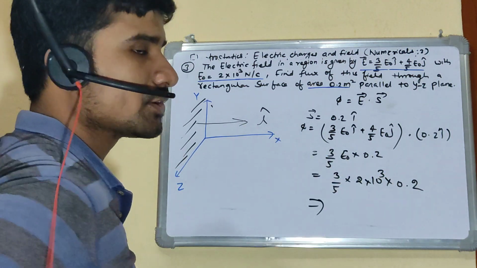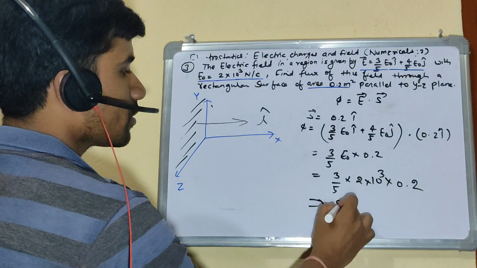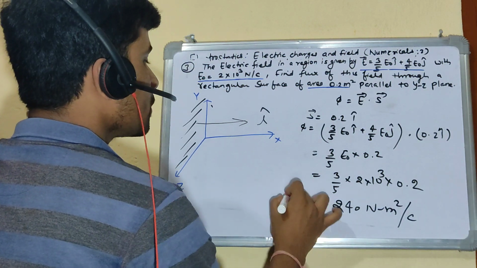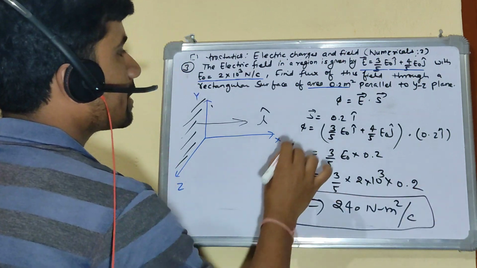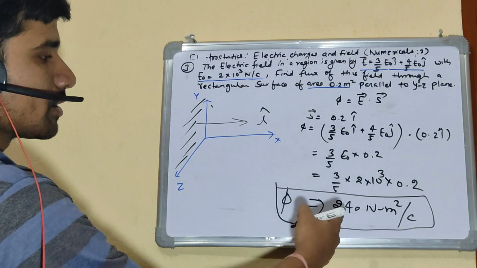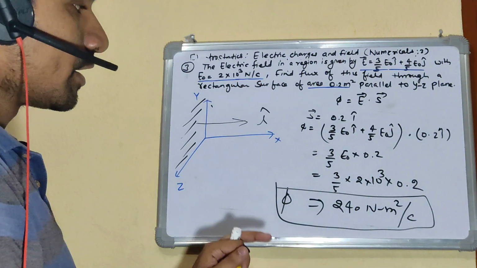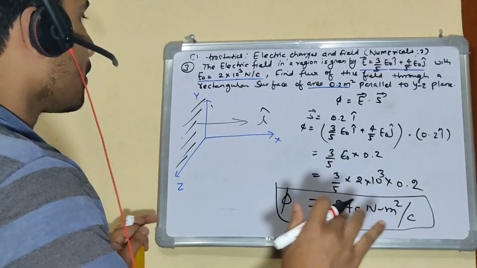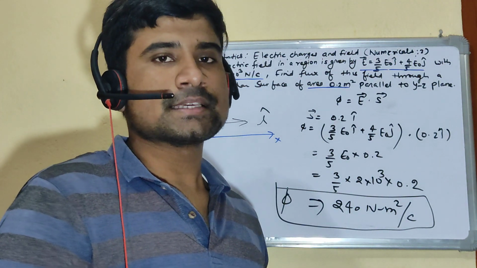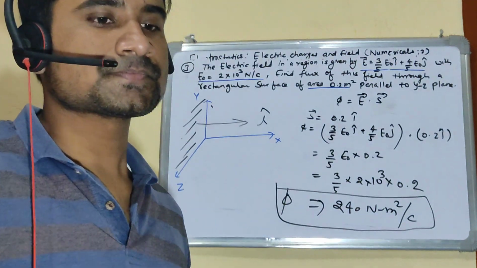Now calculate this value. This may come around 240 Newton meter square per coulomb. So net flux through this area parallel to the YZ plane of magnitude 0.2 will be 240 Newton meter square per coulomb, right? Okay. I think this is clear. Let's move to the next one.